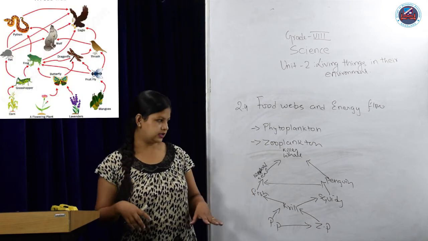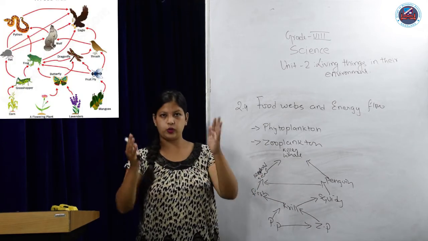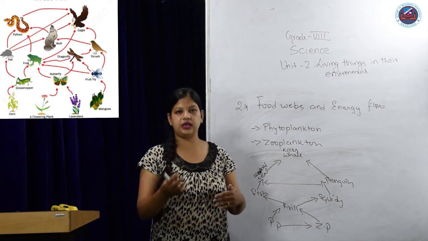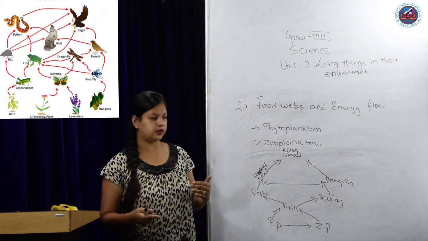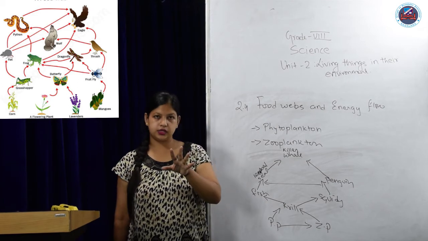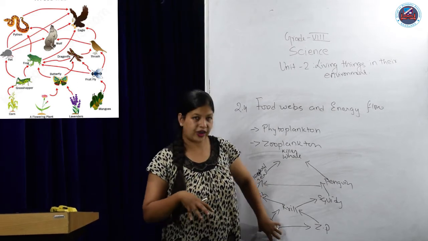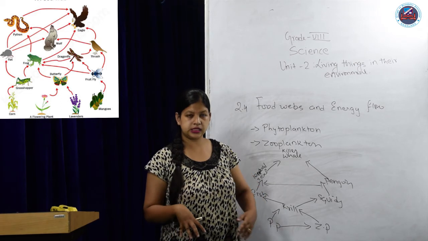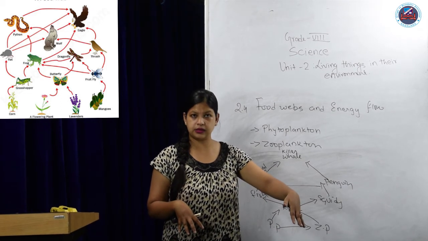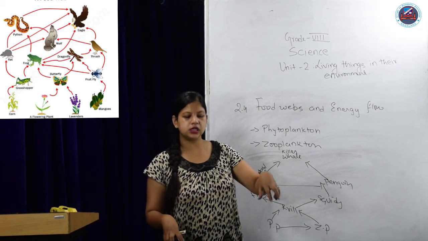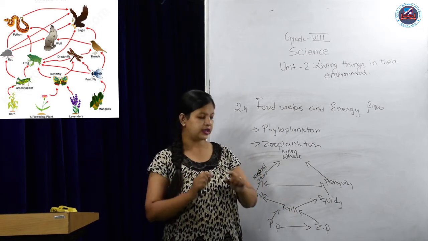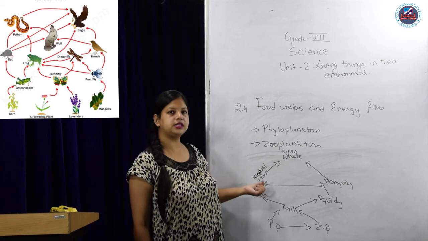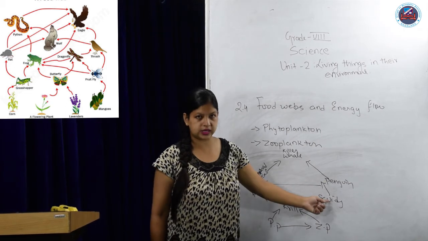There is also one food web shown in your book. I'll be showing different types of food webs in my PPT also, which I'll be sending to you. It is shown like this. Here phytoplankton is eaten by zooplankton, because it's an animal. Phytoplankton and zooplankton can also be eaten by krill. You can see the krill. That krill will be further eaten by fish, or squid can also eat it.